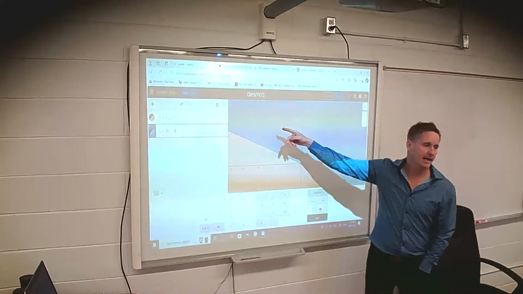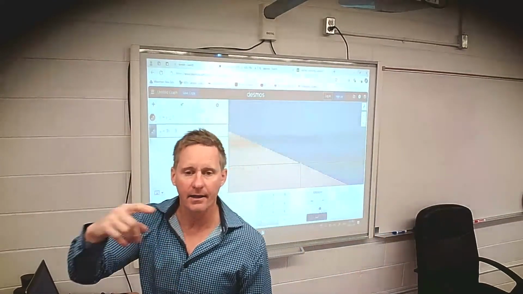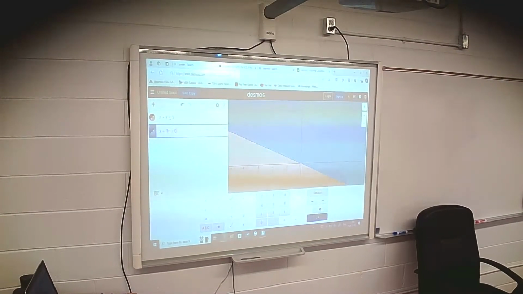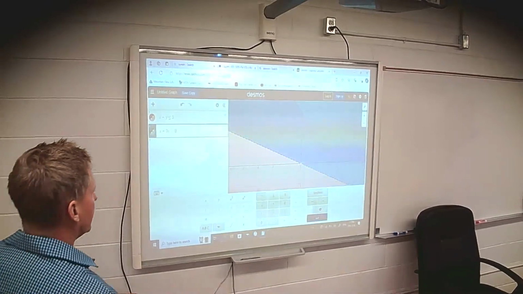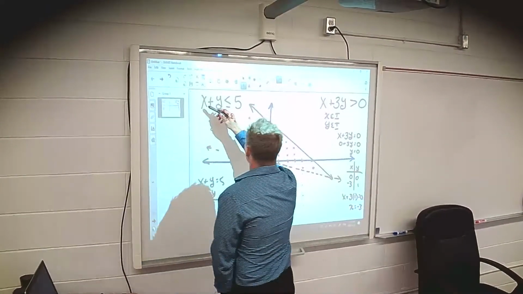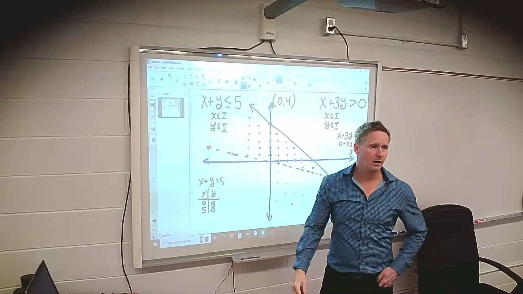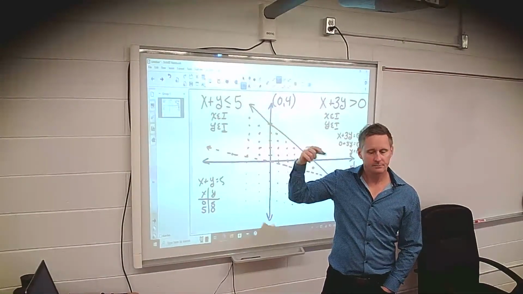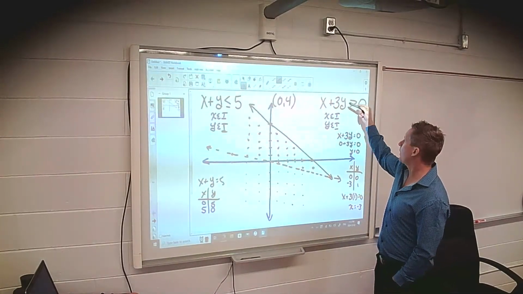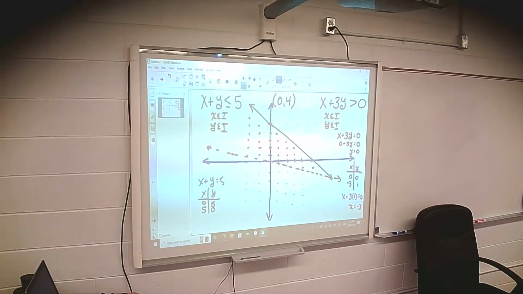Now, if you were to pick any coordinate in this area and put it into either of the two equations, it would always be true. So that's how you check. For example, let's take this coordinate right here, which is 0 and 4. 0 plus 4 less than or equal to 5? Yeah. 0 plus 3 times 4 is 12. 12 greater than 0? Yes. It works for both, so we know it's part of the solution.